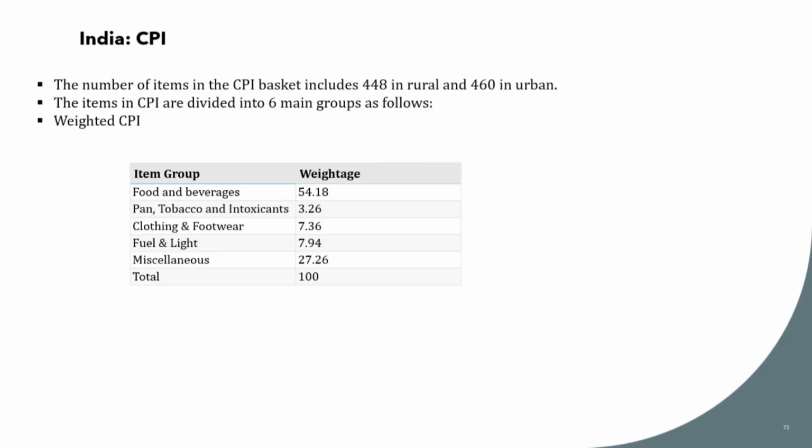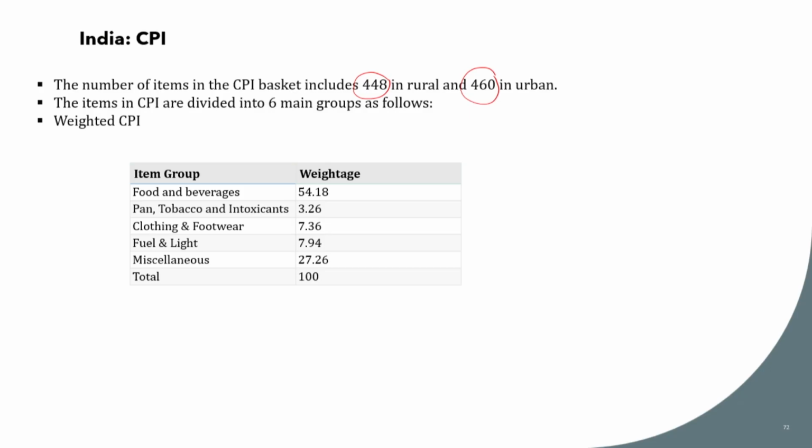Coming a little bit more to how CPI is calculated in India, the methodology used in India is that we define the consumer basket separately for agricultural workers and also for industrial workers. The number of items included in the CPI basket is 448 in the rural area and 460 in the urban area. The items in CPI are divided into 6 main groups.